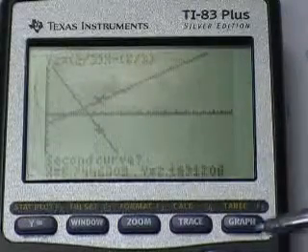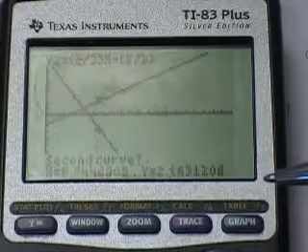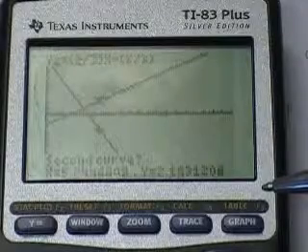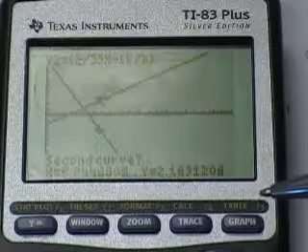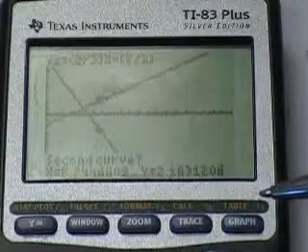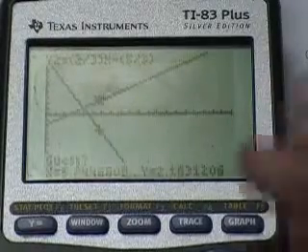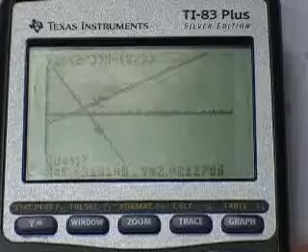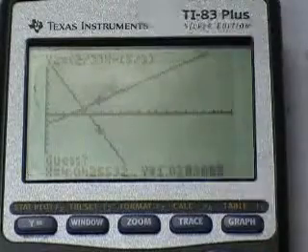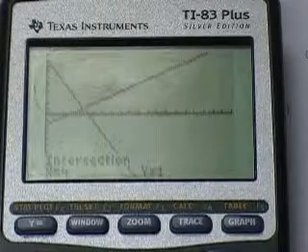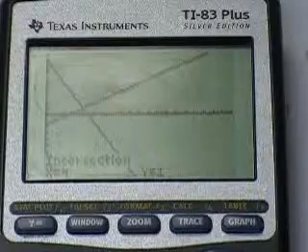Now, it does this because sometimes you have more than two lines on your graph and you want to find where two of them intersect. In this case, where we only have two lines graphed, it will automatically identify the two lines for you. You just need to press enter. So anyway, I press enter and tell it that that's the second curve, and then it asks me to guess. And so I roll my cursor somewhere near this intersection and I press enter. And it says the intersection occurs at x equals 4, y equals 1.